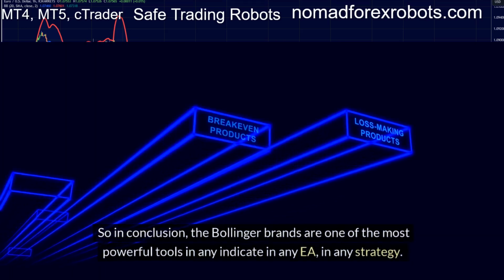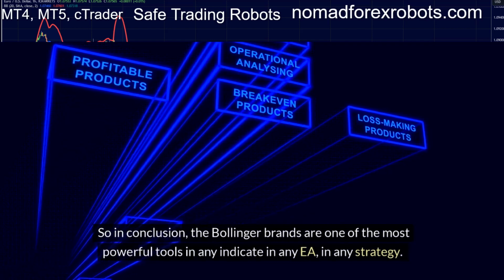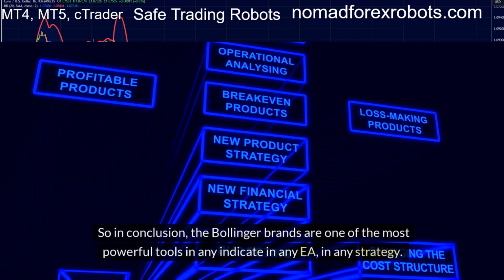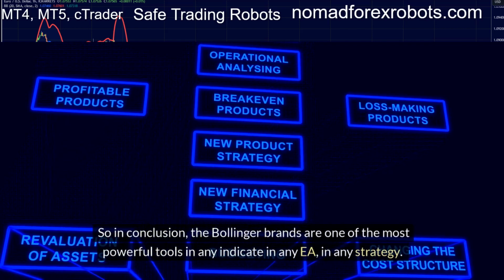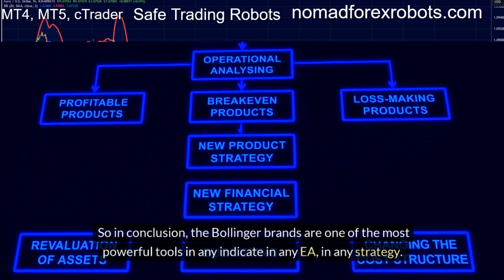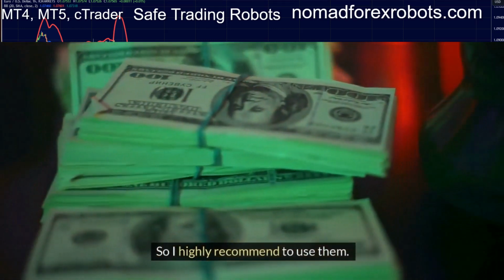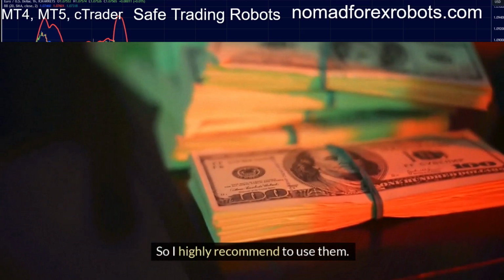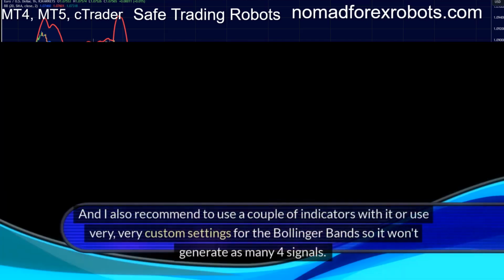So in conclusion, the Bollinger Bands are one of the most powerful tools in any EA, in any strategy. So I highly recommend using them, and I also recommend using a couple of indicators with it, or very custom settings for the Bollinger Bands, so it won't generate as many false signals.